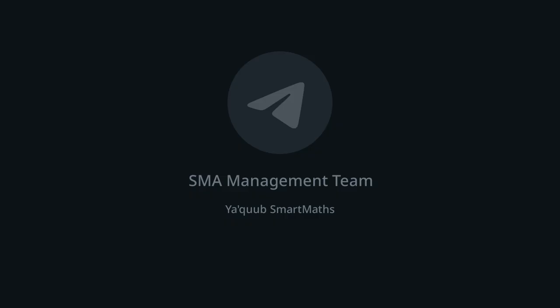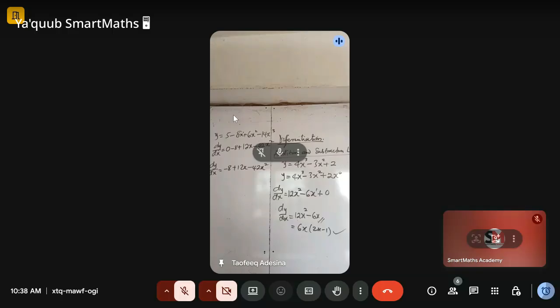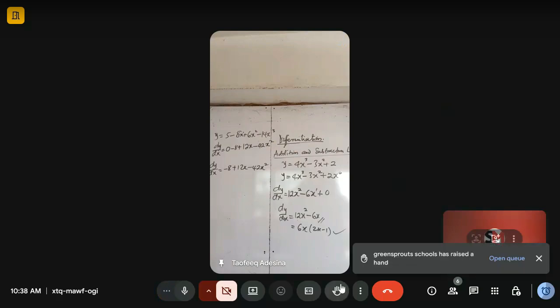Any question on that? Please let them remove their paper so that they can ask me questions. You can unmute yourself to ask a question. Okay, green sprout, you can ask your question. Can we write it putting minus 42x squared first? So make it minus 42x squared plus 12x minus 8, or do we have to leave it like this?